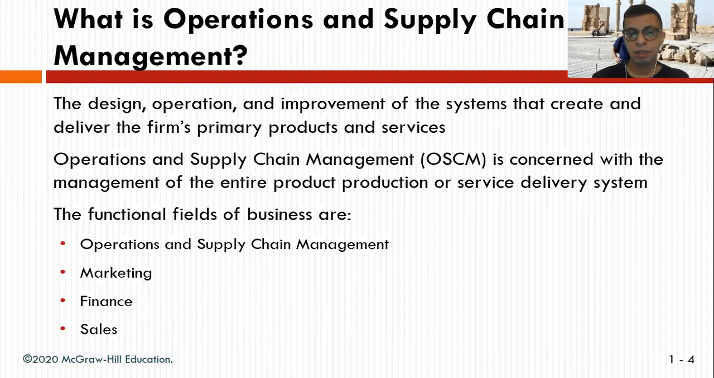So basically the functional fields of business are operation and supply chain management, marketing, finance, and sales. As we said earlier, there are four fields, and most of us are aware of marketing, aware of sales, aware of finance. The rest belongs to operation and supply chain management. So the land of work, the land of job opportunity, is huge if you're specialized in operation or supply chain management.